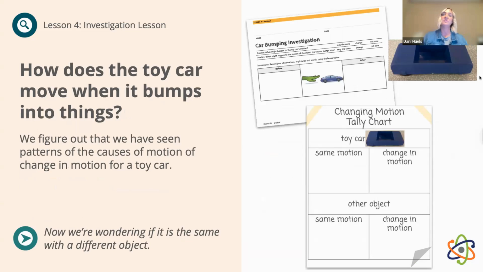So in lesson 4, students use toy cars to investigate what happens when objects collide. They plan and carry out an investigation and use what they observe to argue from evidence about how motion changes during collisions. So students figure out that when an object collides with another object, it can change direction, slow down or stop, push on the other object and make it move, or change the motion of both objects involved.